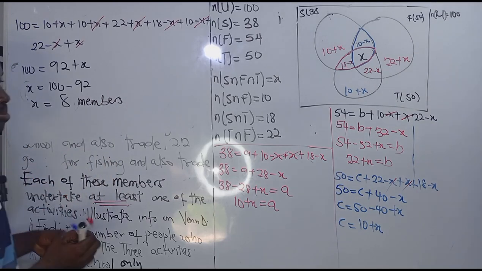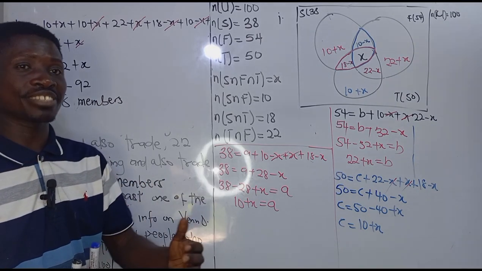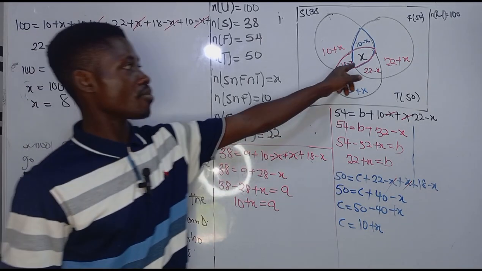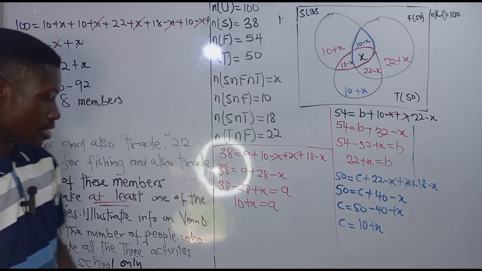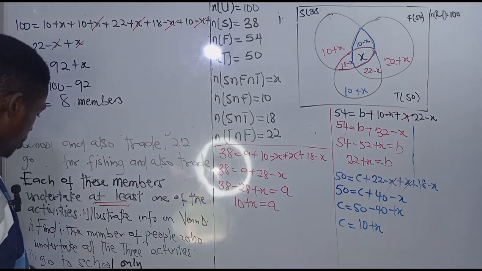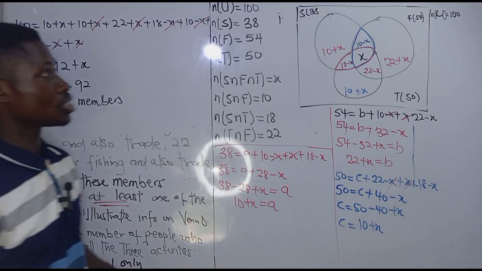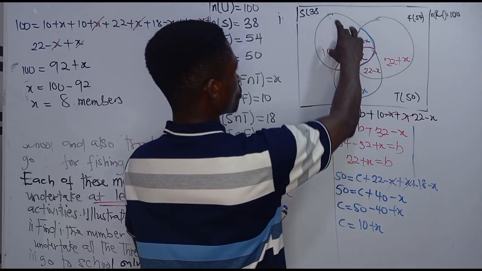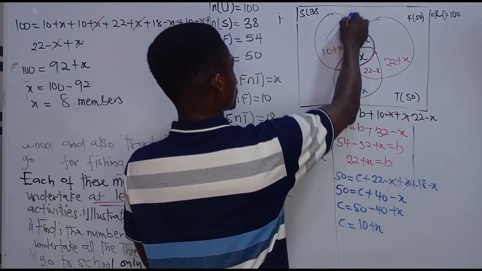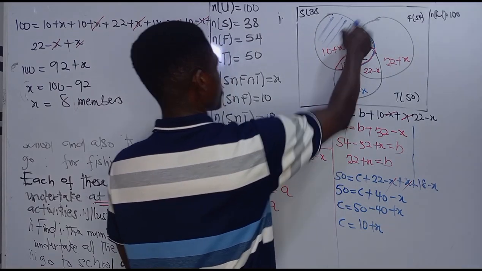So the number of members who undertake all the 3 activities, we have how many members? 8 members. That is that for their intersection. Now let's look at the second question. We have to find the number of people or members who go to school only. So where is school only? So this is school and this region represents what? School only. So this region is school only.